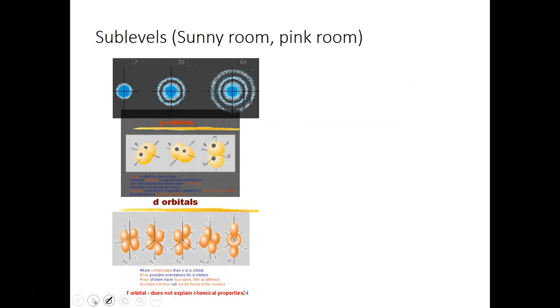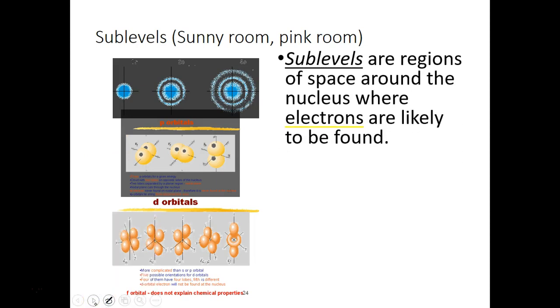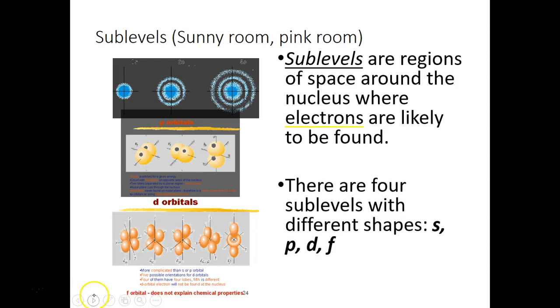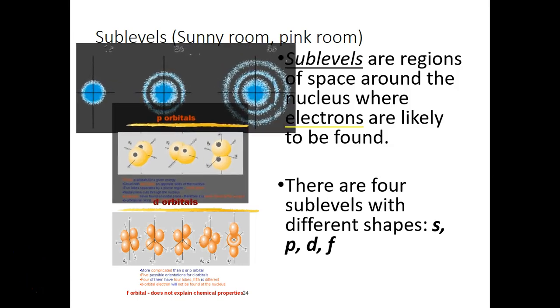Energy levels are made up of these things called sublevels. When you were working with the POGO yesterday, the sunny room and the pink room represent two types of sublevels, the S and the P. There's actually 4 different types: S, P, D, and F, and all they really refer to are the shapes of the places where we find the electrons. Now these sublevels do have mathematical relationships to determine their shape.